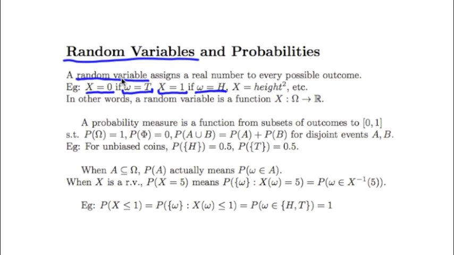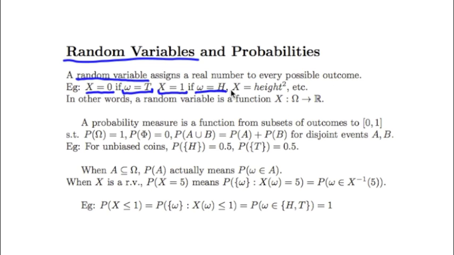It need not be this. I could have also assigned x as -1 if I got a tail. I could have also assigned x as +2 if I got a head. That would be a different random variable, right? So a random variable is just some assignment of a real number to every possible outcome.